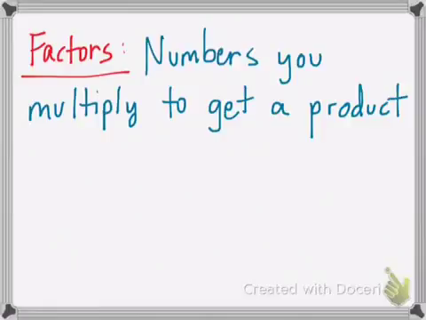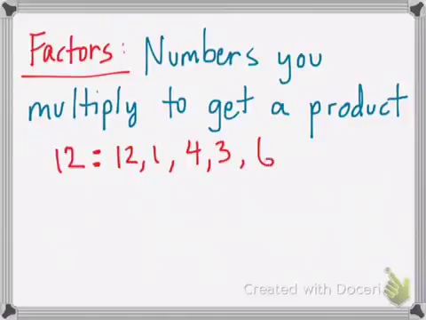One thing we should know before we learn how to simplify fractions, or review how to simplify fractions, is a factor. So factors are numbers you multiply to get a product. For example, if I ask you what are the factors of 12, I would list them. What two numbers can I multiply together to get a product of 12? I know that one would be 12 and 1, because 12 times 1 is 12. Another would be 4 and 3, because 4 times 3 is 12. And another one would be 6 and 2, because 6 times 2 is 12. So these are all factors of 12.